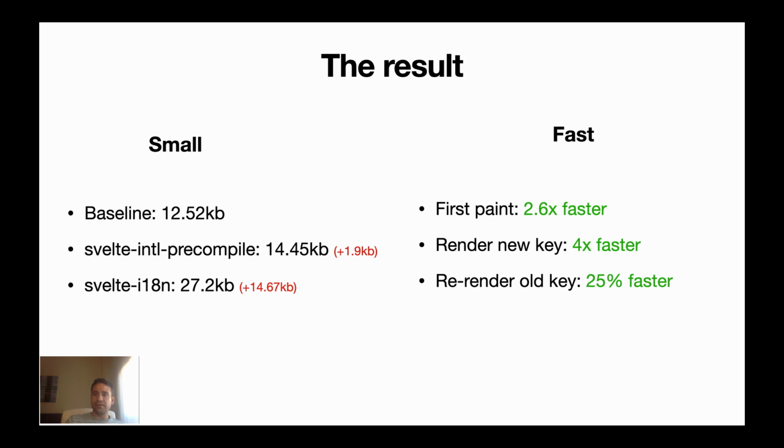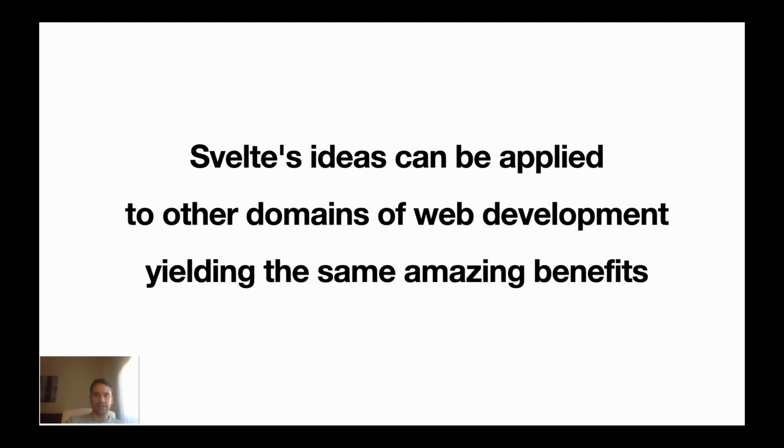And it's also extremely fast at runtime because it can skip completely the parsing step for rendering strings. So on first paint, it's 2.6 times faster. For rendering new keys, that is keys that haven't been seen before on the page and haven't been cached, it's 4 times faster. And re-rendering cached keys that have already been parsed is still 25% faster because it doesn't have to go through a more complex evaluator function.